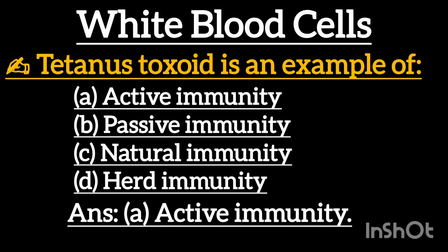Next one: tetanus toxoid is an example of? Option A, active immunity. Option B, passive immunity. Option C, natural immunity. Option D, herd immunity. Correct answer is option A, active immunity.